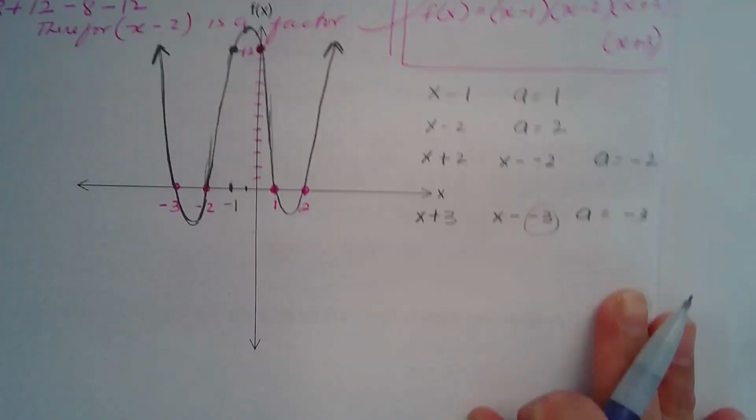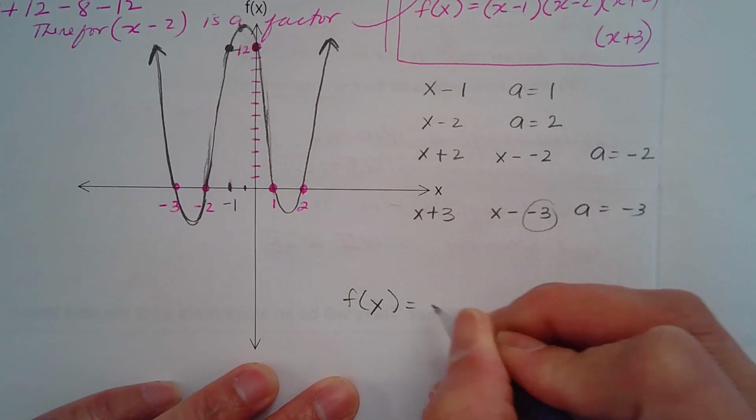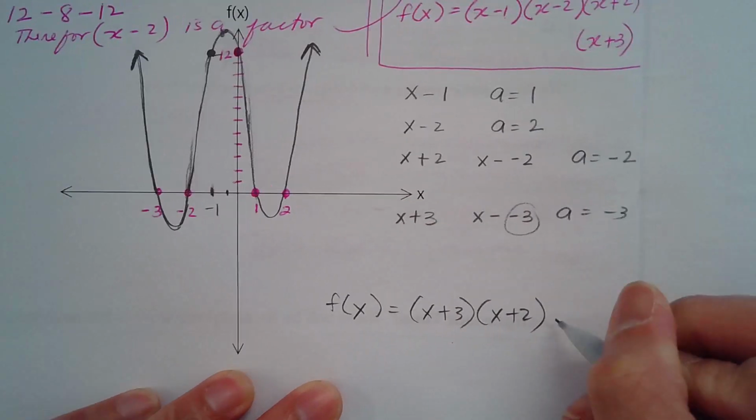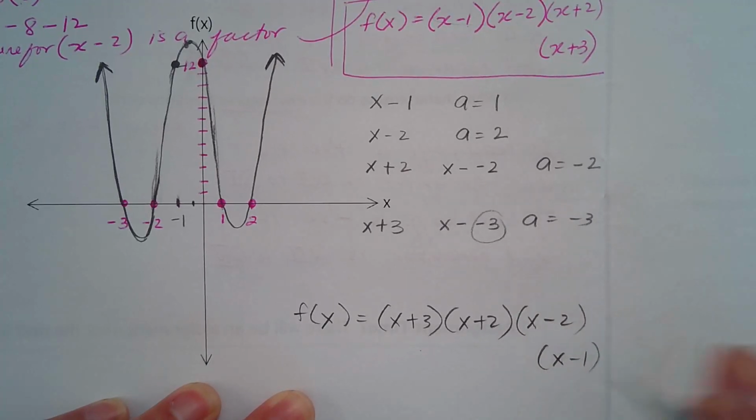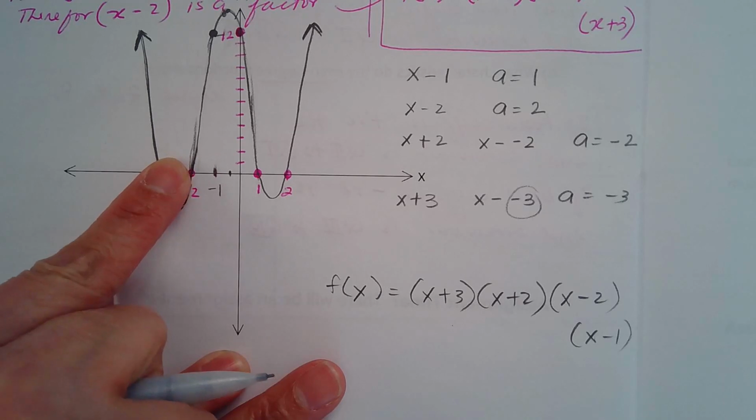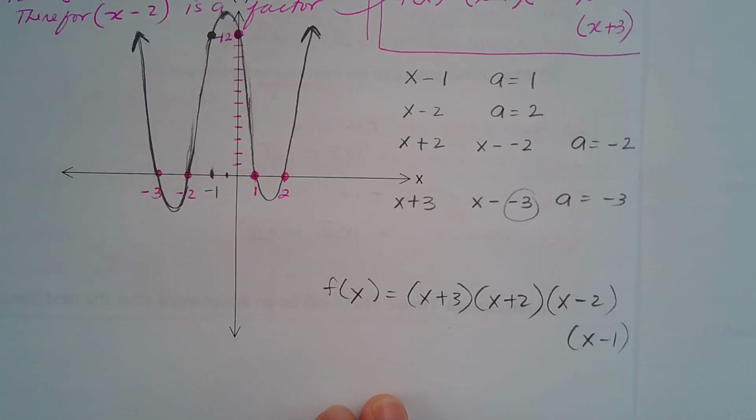Let's say somebody wrote down f of x is equal to x plus 3, x plus 2, x minus 2, x minus 1. The negative 3 will still be here. Those are the 4 intercepts that you're saying. Yeah. And because we started with the lead coefficient, which is positive, it's going up.